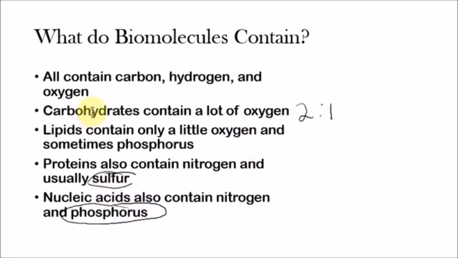and nucleic acids. For carbohydrates and lipids, it's the absence of sulfur and phosphorus, and then whether or not they have the 2-to-1 ratio to distinguish between those. But this is how you can kind of distinguish between the different biomolecules by what they contain. I hope that made sense, and biomolecules is really just as simple as that.